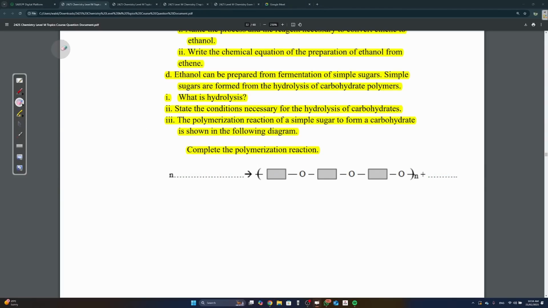So you take your repeating unit, you identify it over here, take it here and just fill it in. If it's an O, you just add H's.